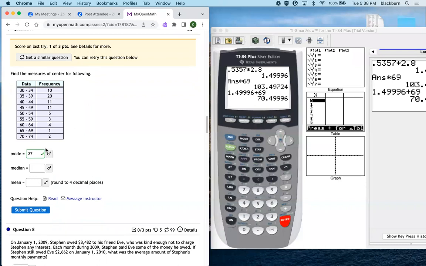Now the median is a little trickier. We got to add up all of the frequencies. So 10, that's 30, 41, 52, 57, 60, 64, 65, 67 data values. So half of 67 is 33.5. So the 34th data value is going to be the median.